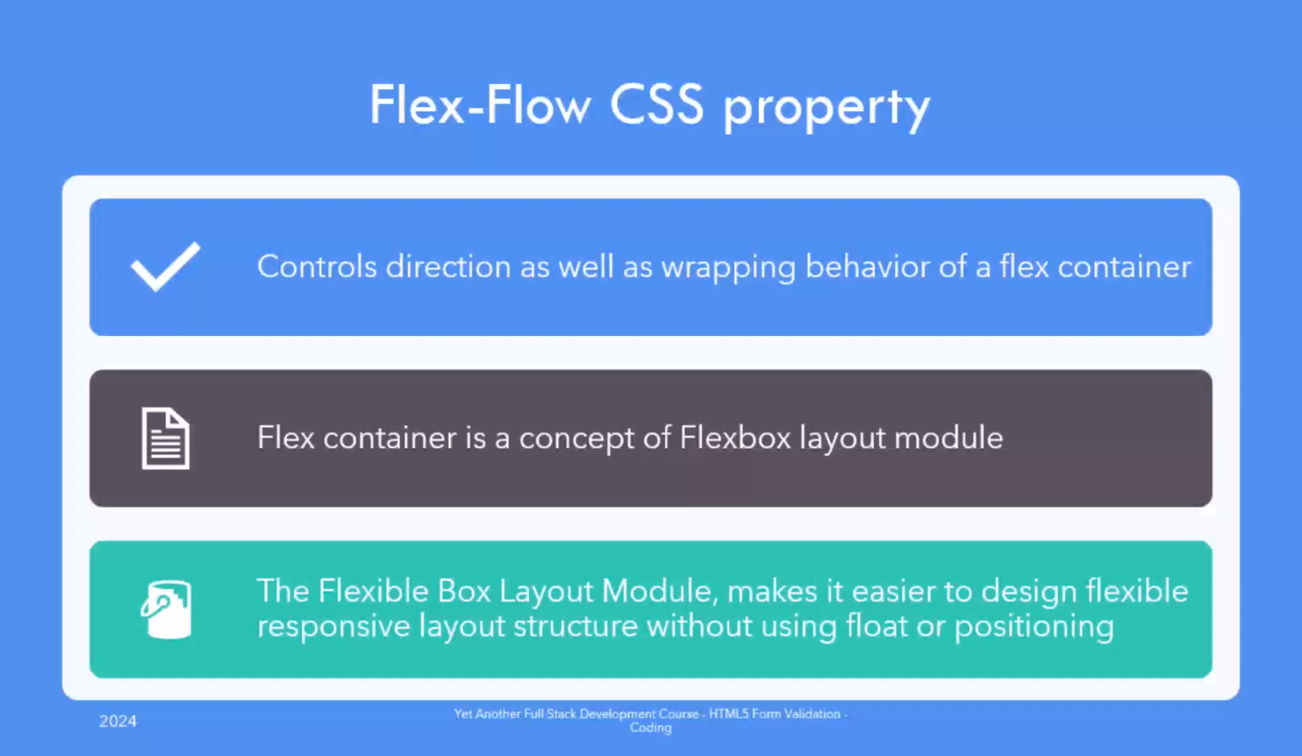Okay, our last CSS prerequisite concept is flex-flow, which is a CSS property, and it controls direction as well as wrapping behavior of a flex container. Right, and what is a flex container? Flex container is a concept of the Flexbox layout module, which is another layout module just like block or inline in CSS. The formal definition: the flexible box layout module makes it easier to design flexible responsive layout structure without using float or positioning CSS concepts.